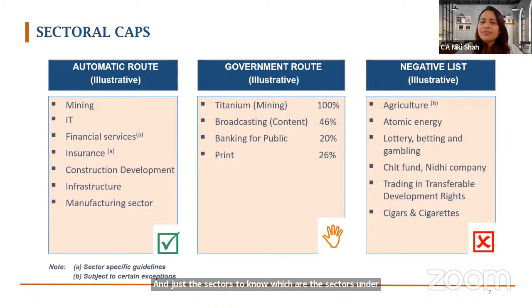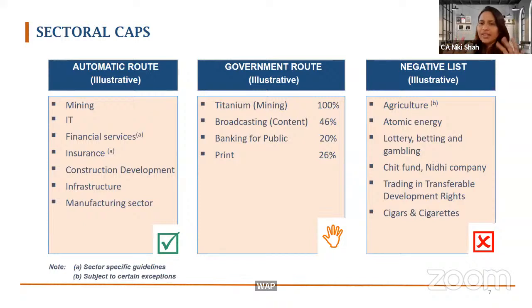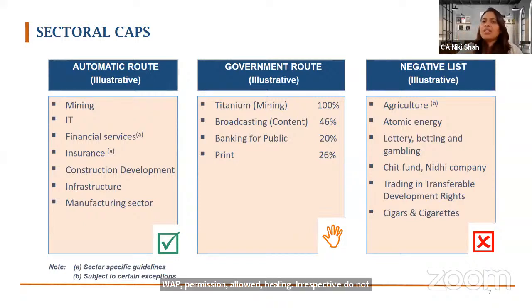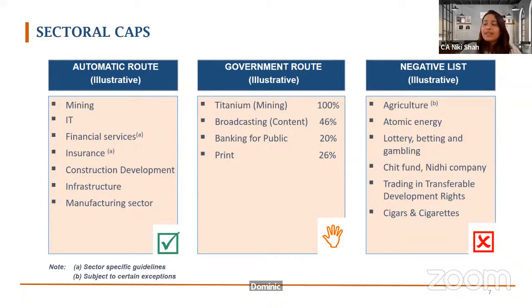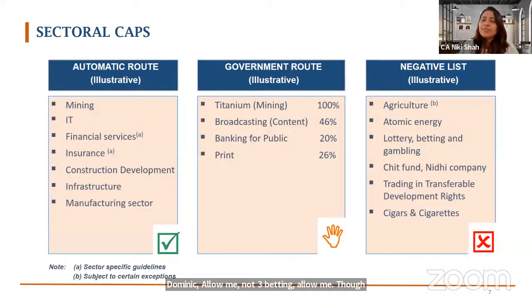Negative list are the sectors where permission is not allowed at all. Irrespective, do not even take the effort to come to us, is what the government is saying. Agriculture mein karna hai, kisi ko allowed nahi. Atomic energy allowed nahi. Lottery betting allowed nahi. Though, in agriculture some sectors they have allowed, so that will be covered under the permission list. Something which is specifically not allowed will go completely under the negative list.